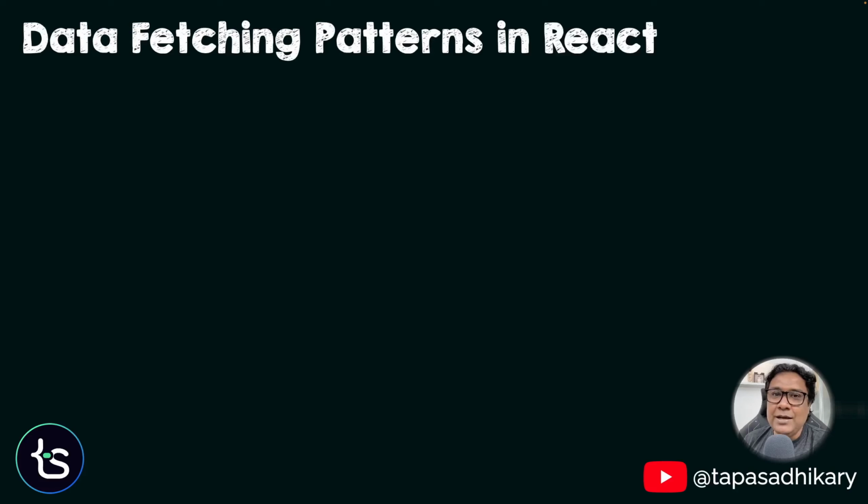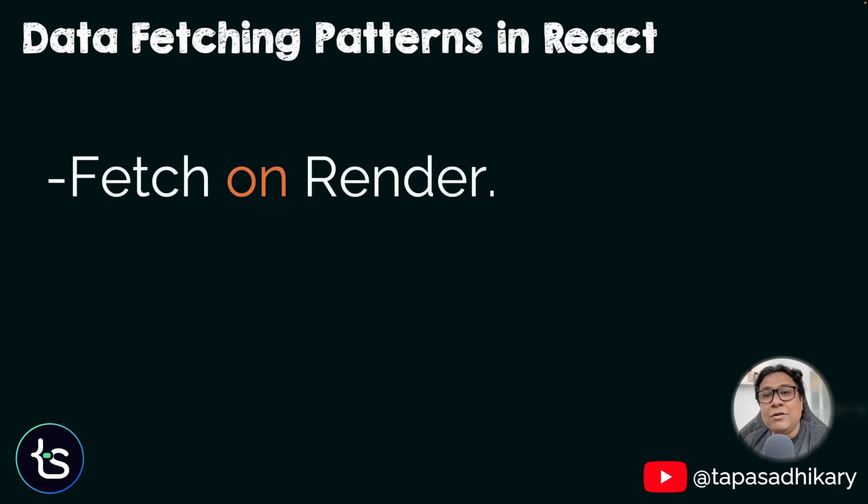The first pattern is called fetch on render. It means you fetch your data on your component rendering. This is probably what the majority of React developers have been doing since ages. Since React started giving functional components or class components, people have just been doing this. They're fetching the data on component render. We're going to see what it is visually and with the code.